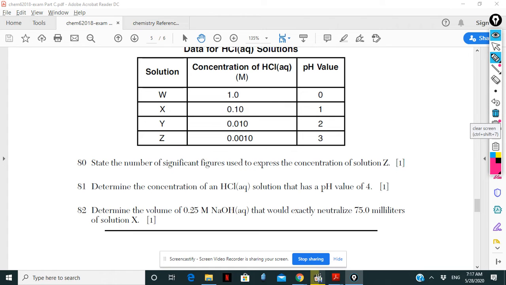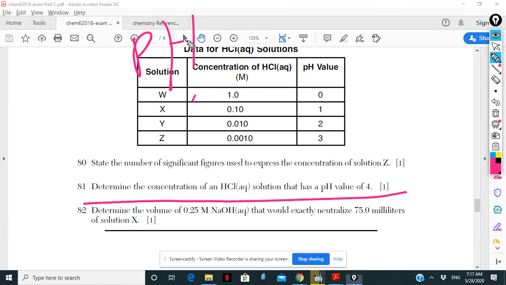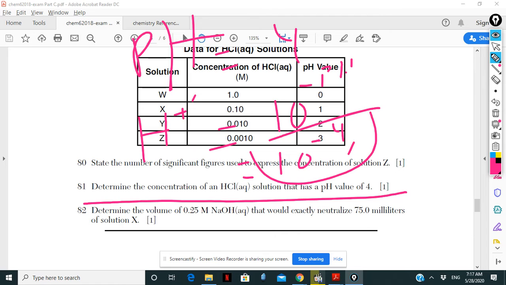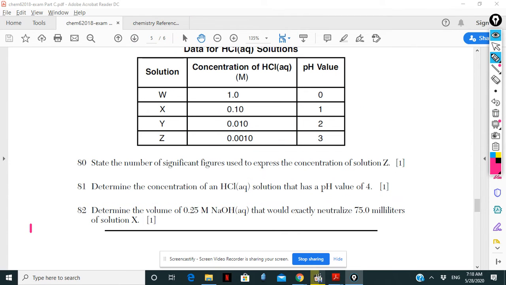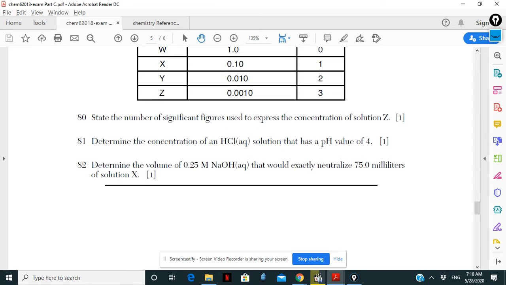Determine the concentration of an HCl aqueous solution that has a pH value of 4. So the pH is equal to 4. The hydrogen concentration is 10 to the power negative pH. So it's 10 to the power negative 4. That's the concentration.